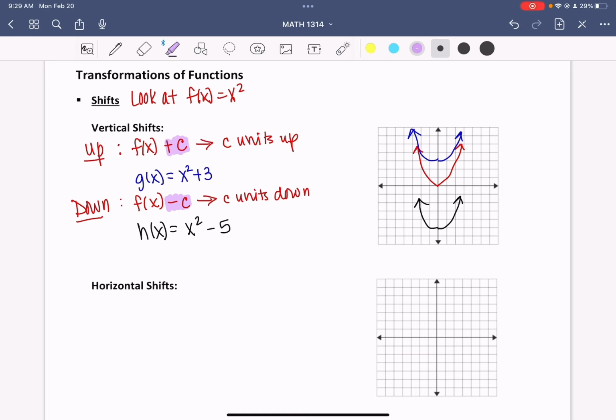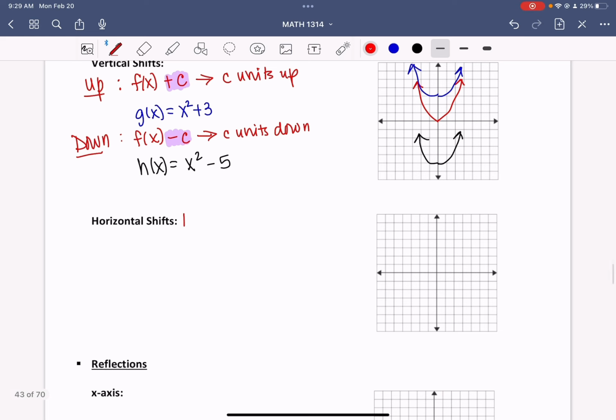The next type of shift that we're going to look at is a horizontal shift. With the horizontal shift, let's look at a different parent function. We are going to look at f of x equal to absolute value of x. So let's go ahead and graph that. Here is the absolute value of x graph. And so horizontal shifts, what do they look like algebraically? If we're going to do a left shift, it would be where we add a number on the inside of the function.